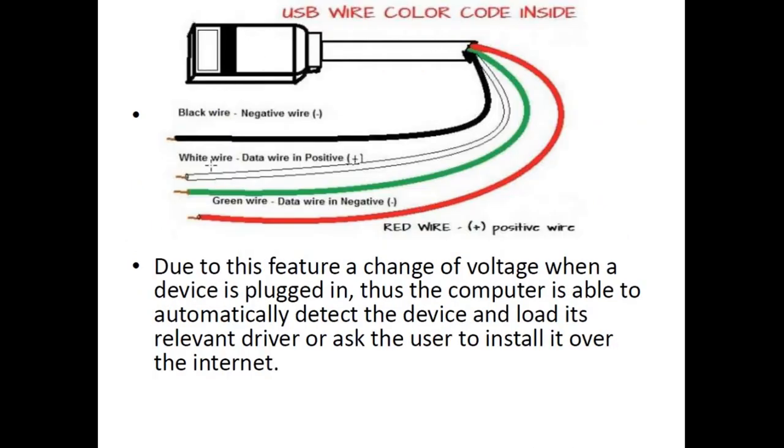Inside a USB cable there are 4 wires: a black, a white, a green and a red. This is a positive wire, and this is a black wire, that is negative, and these black and red lines supply power, about 5 volts, whereas these two wires transmit data in the form of zeros and ones.